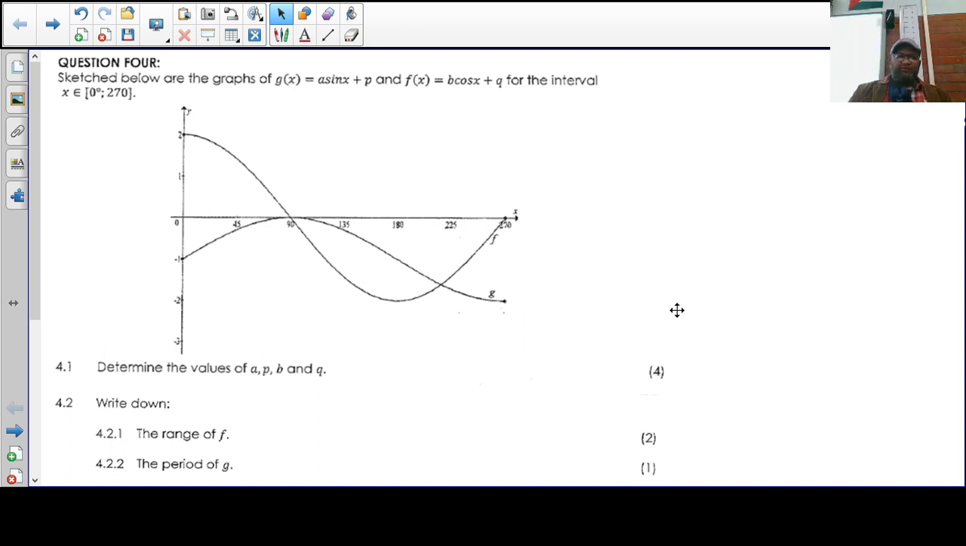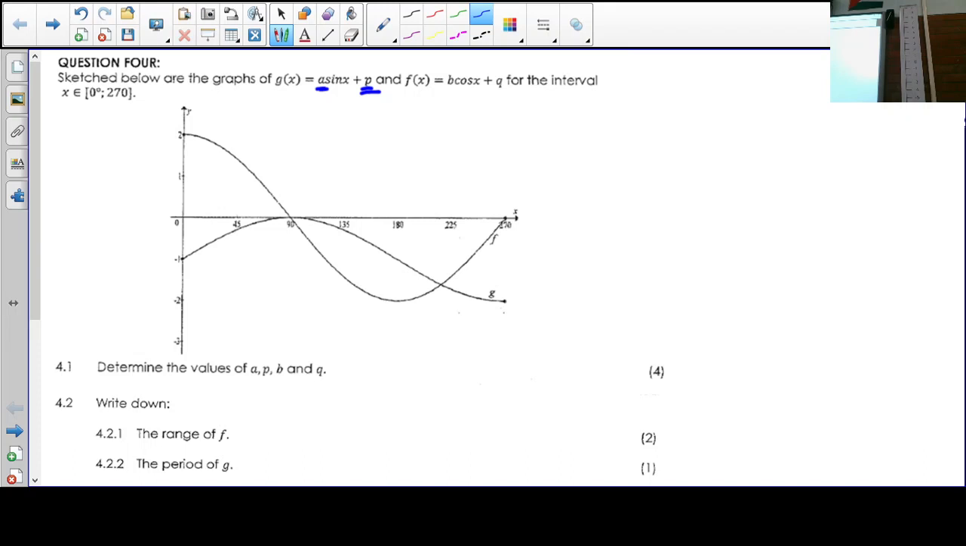Okay, so in question 4, we are told that sketched below are the graphs of g of x equals a sine x plus q. So with the a in front of the trig function there, we know that there might be a change in the amplitude of the graph. Normally the sine graph is 1, but if you put your A value there, you might have changed. The q value is a shift either up or down, which is your vertical shift.